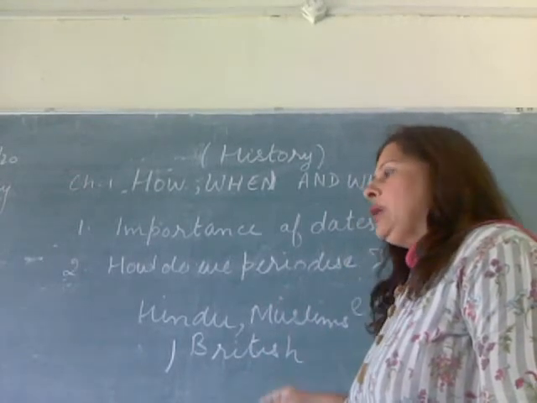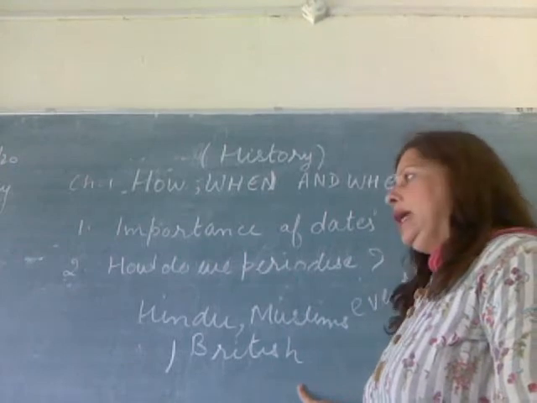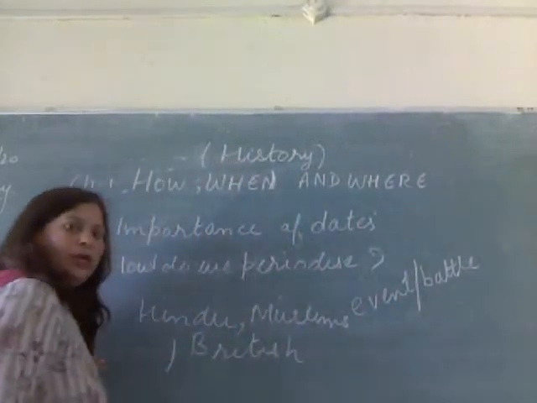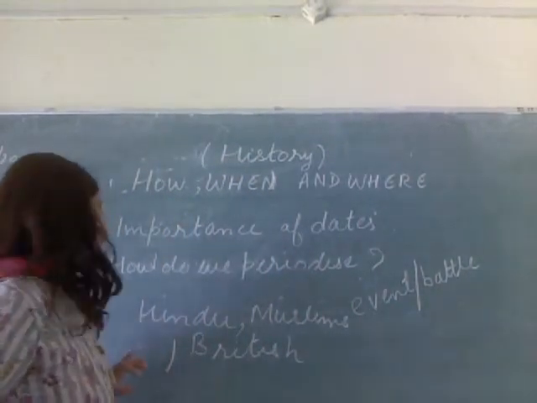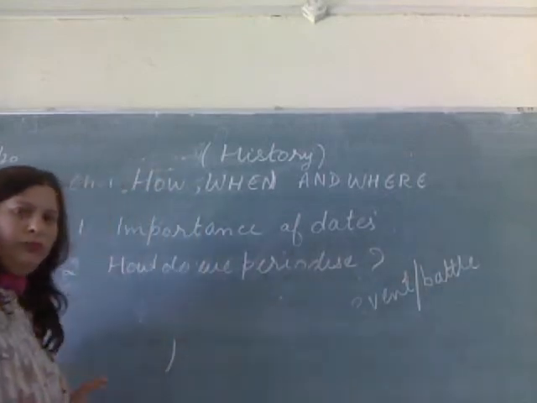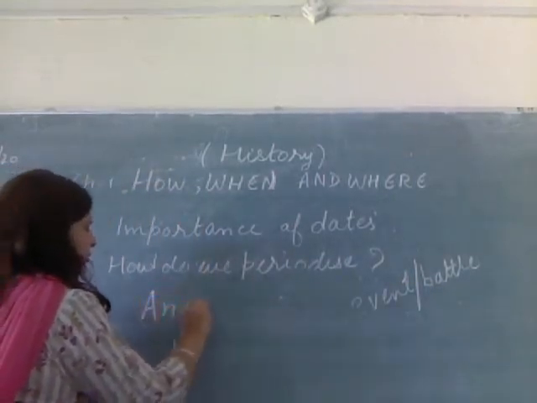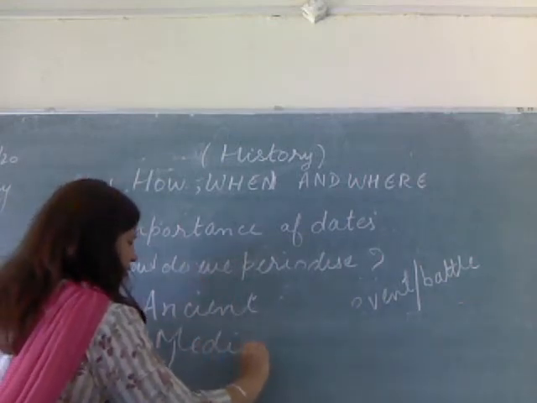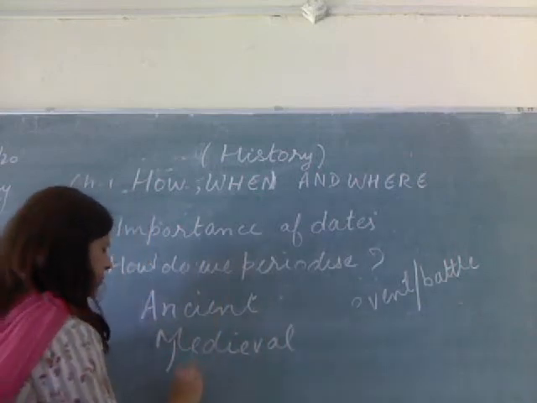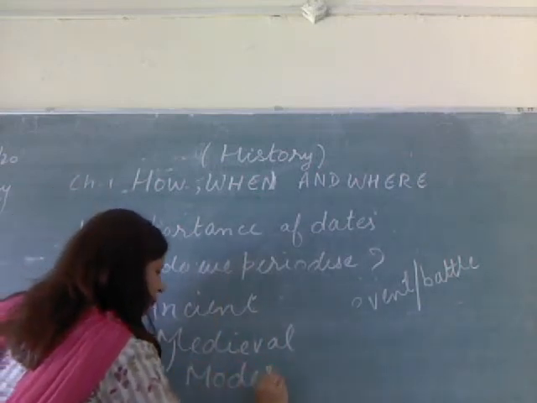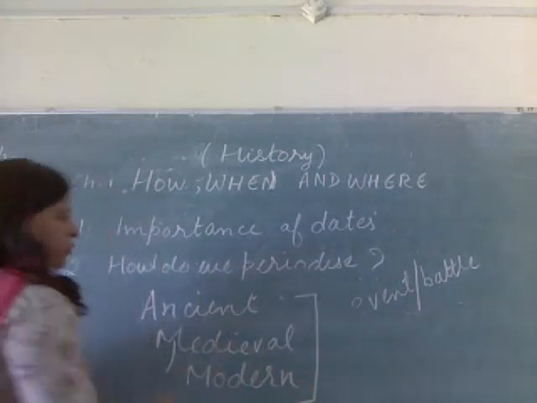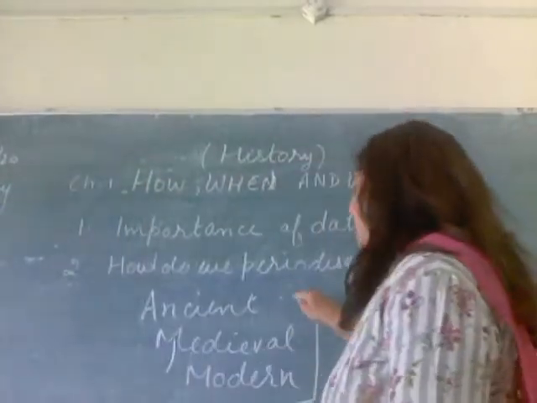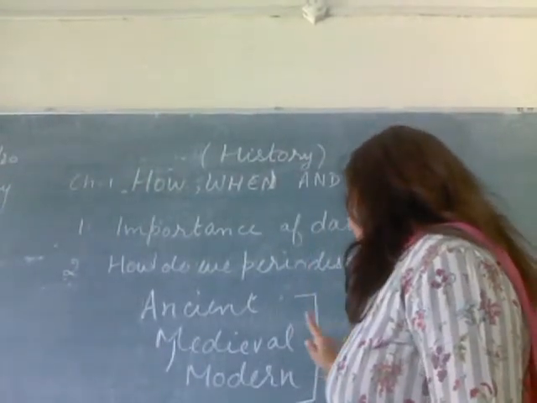On the other hand, Indian historians divided Indian history into three parts: ancient, medieval, and third is modern. So this was the division done by the Indian historians. They divided history into three parts: ancient, medieval, and modern.